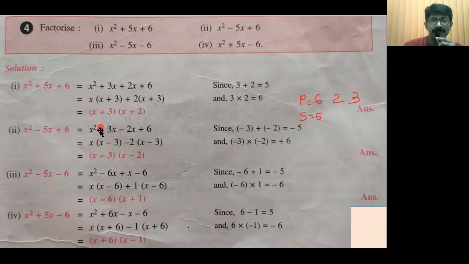I hope you have finished these first two sums. And now look at this: x square minus 5x minus 6. I have just changed that positive 6 to negative 6. Did you observe? Now student, if you observe over here, the product would be negative 6 and the sum is negative 5 because that's the coefficient of x.